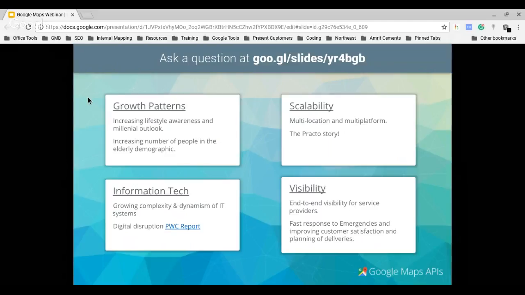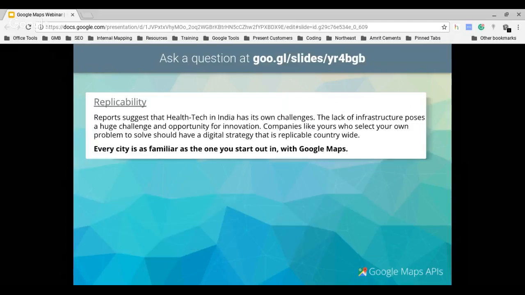Then we have visibility. End-to-end visibility of service providers, fast response to emergencies, and improving customer satisfaction and planning of deliveries is what is making all the difference in the health tech industry, right?